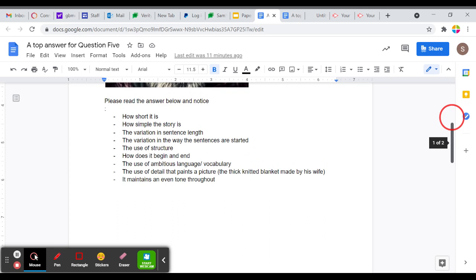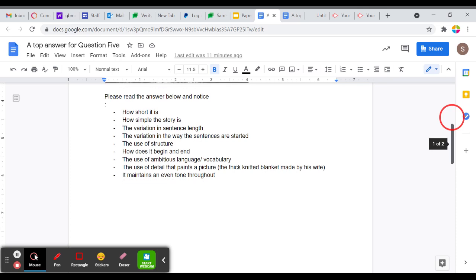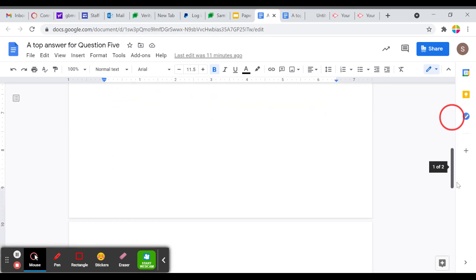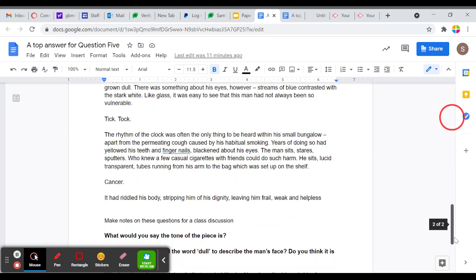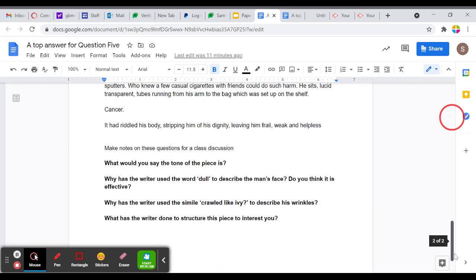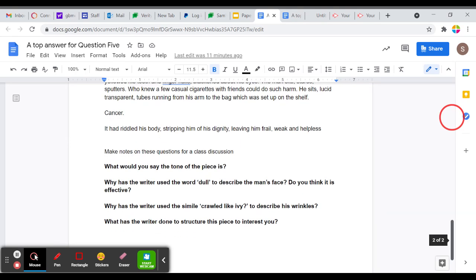Notice how short it is, how simple the story is, the variation in sentence length, the variation in the way the sentences are started, the use of structure, how it begins and ends, the use of vocabulary, and the use of the detail that really paints a picture. And also notice that it maintains an even tone throughout. So it's very short, as you can see. I've just got some questions here for you to think about. And if you're at home, you could put your answers in the chat and I will comment on them.